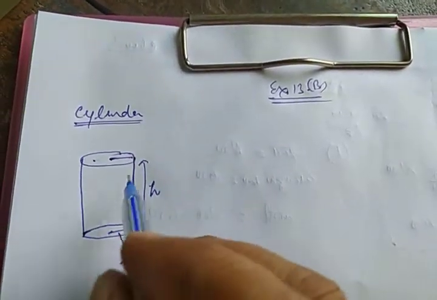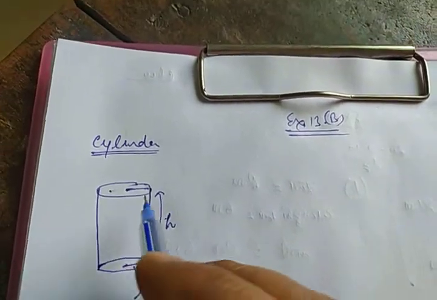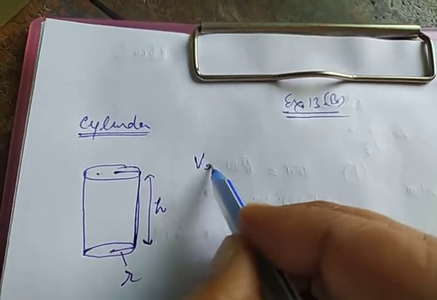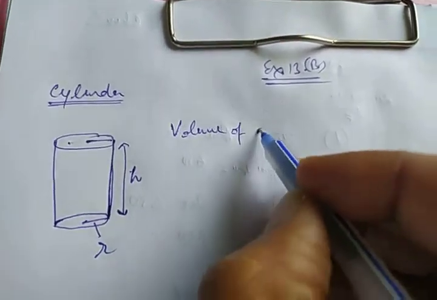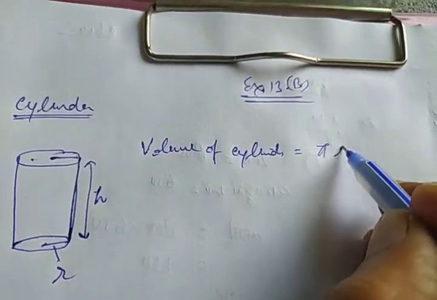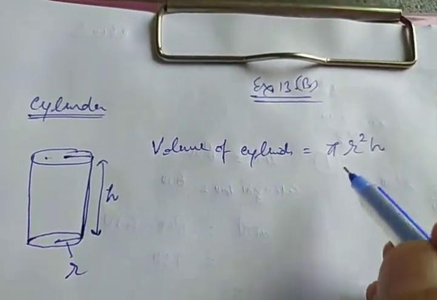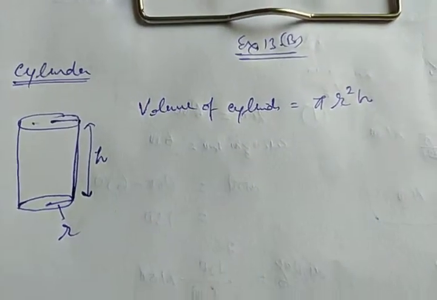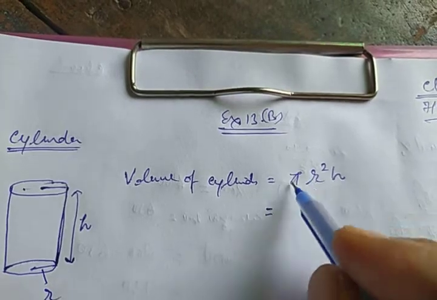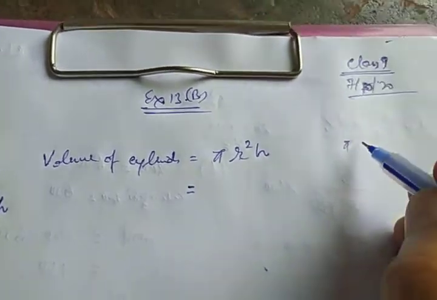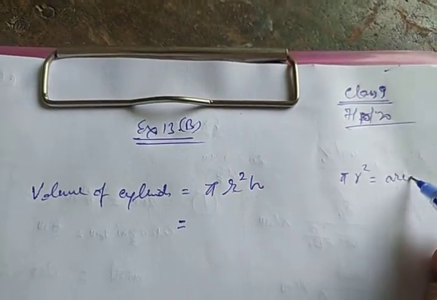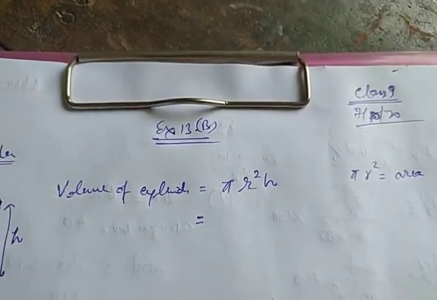In this exercise 13B you have also to learn about the volume of cylinder. Its formula would be pi r square h. R means radius of the base and this is the height. One thing you have to understand, this pi r square is the area actually. I am just explaining it separately. Pi r square is the area and it is the base, circular base actually.